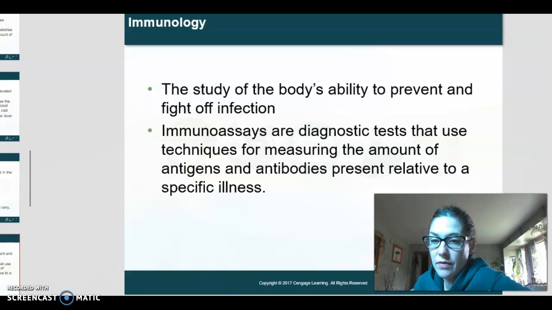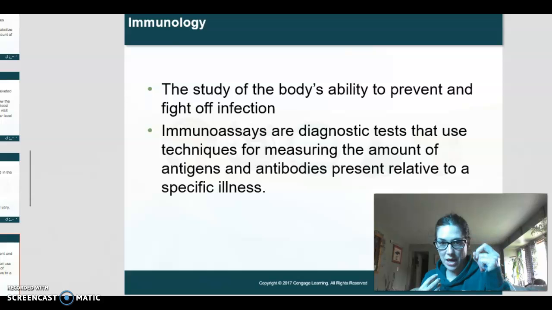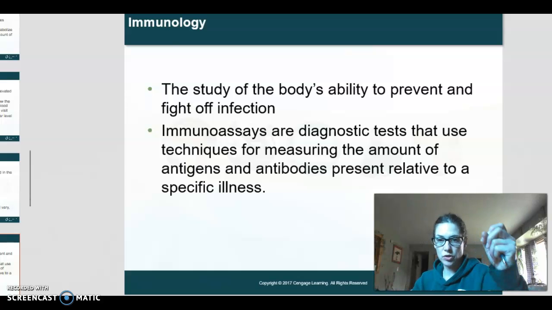Immunology is the study of the body's ability to prevent and fight off infections. So immunoassays are diagnostic tests that will measure the amounts of antigens, which are created as a response to an infectious pathogen, and then antibodies, which are the reaction to the antigen. So antigens produce antibodies. So you can have IgG and IgA tests. One will determine exposure, one will determine immunity. So know the difference between an antigen response and an antibody response.